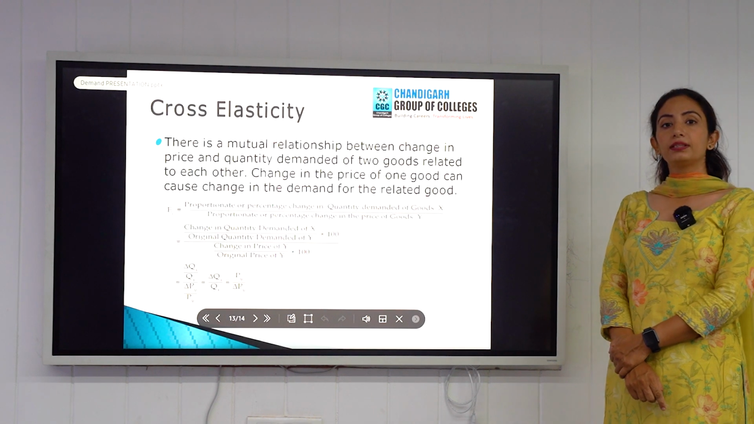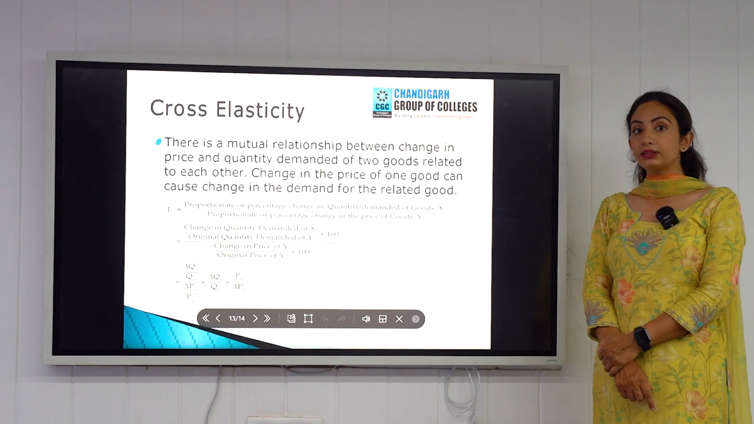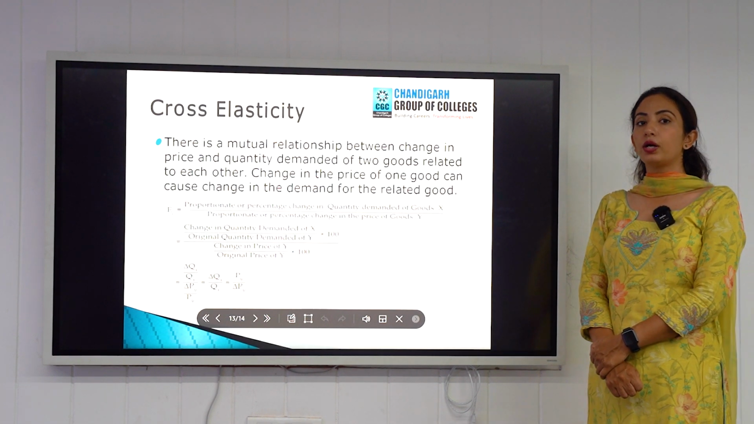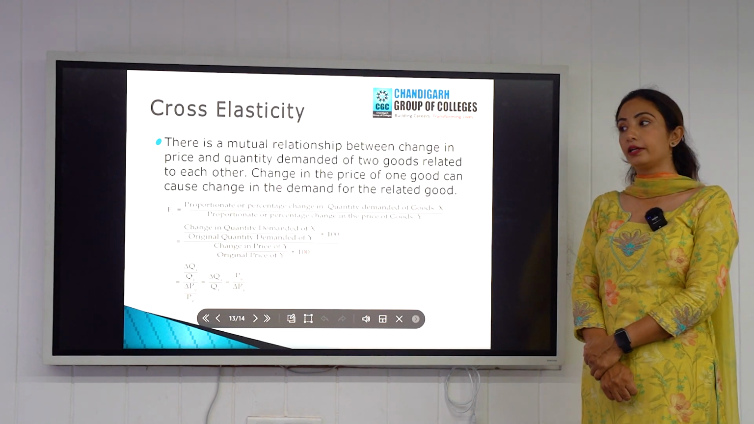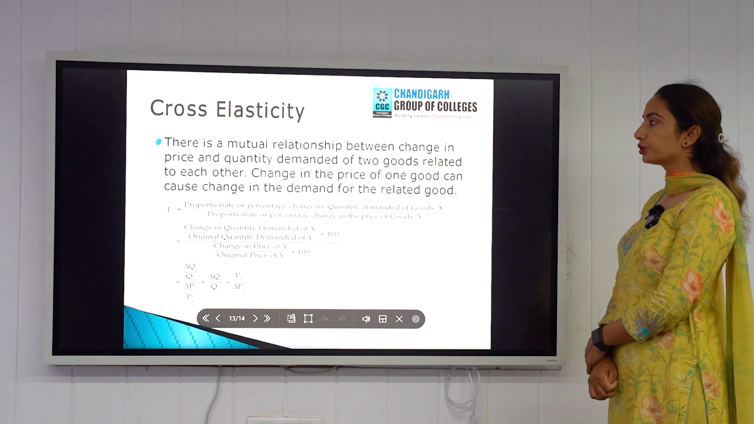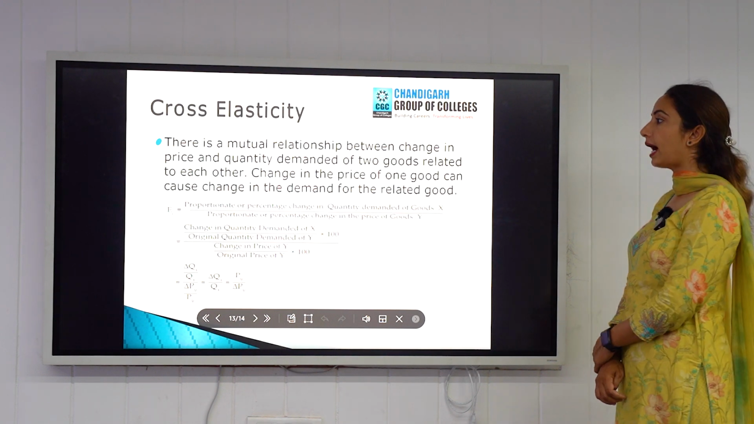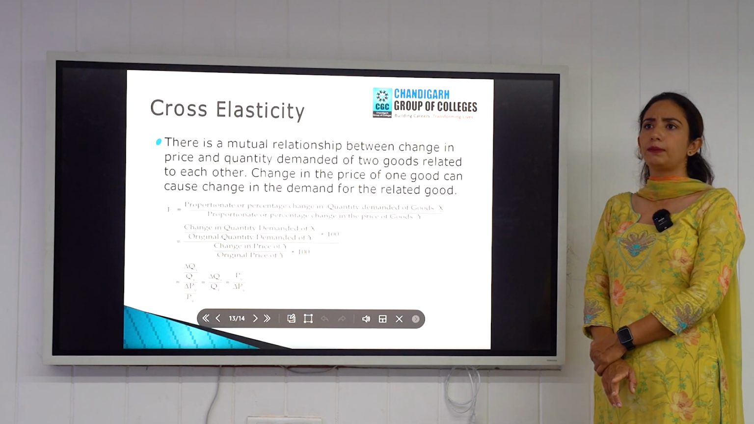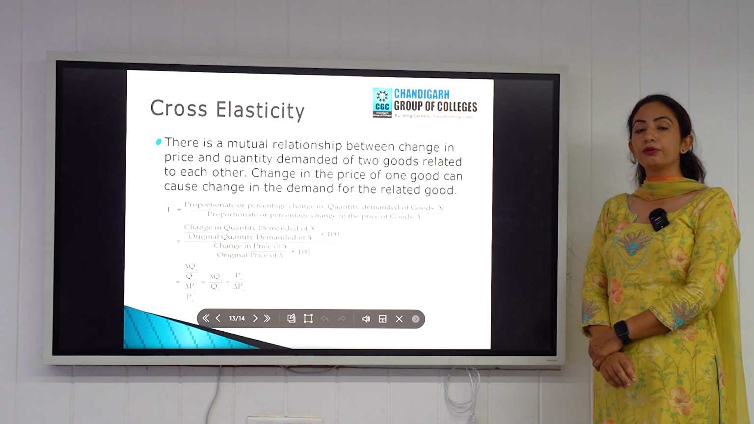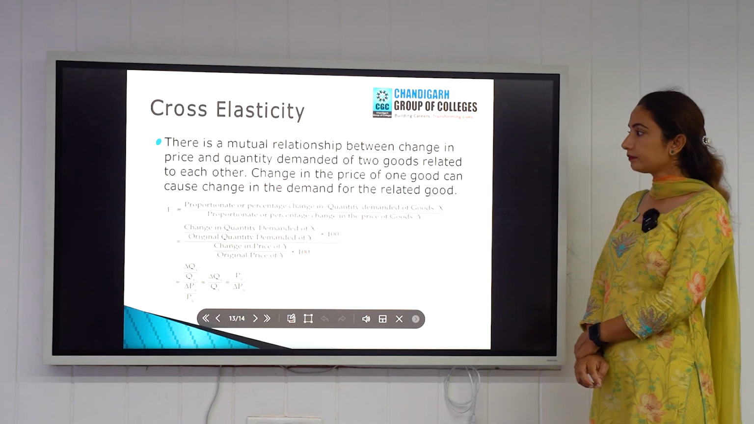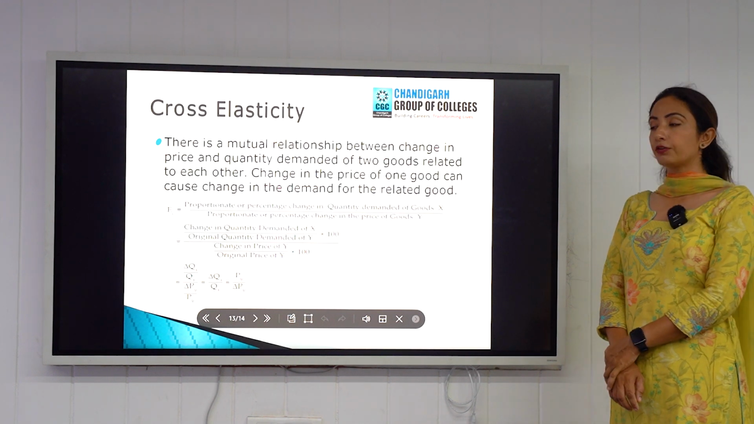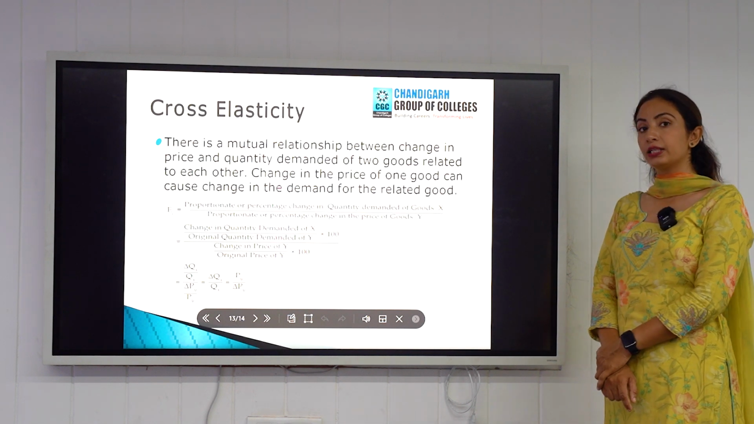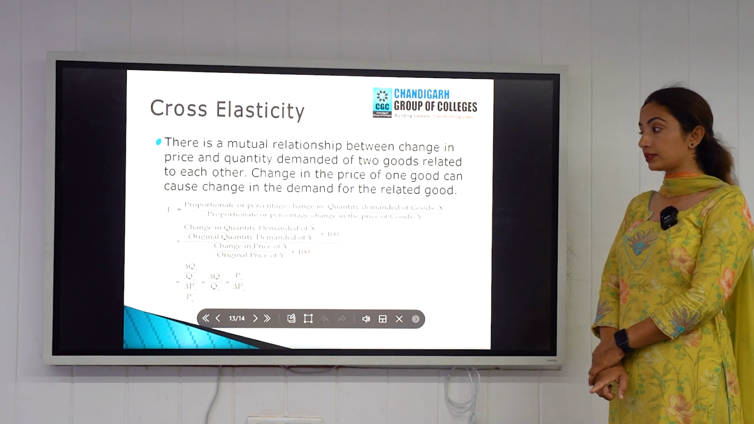And finally, we have the last elasticity, which is cross elasticity of demand. Cross means a variation in quantity demanded due to the price of related goods. So we have a mutual relationship between the price of a commodity and the quantity demanded of two goods which are in relation to each other, either they are substitutes to each other, or, the second option, they are complementary goods to each other. So the elasticity of demand in case of cross elasticity, we will have another formula, which is the proportionate or percentage change in quantity demanded of good X.